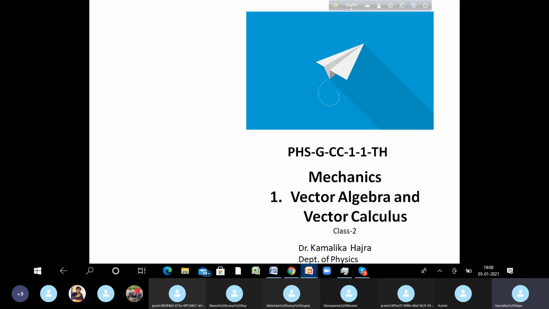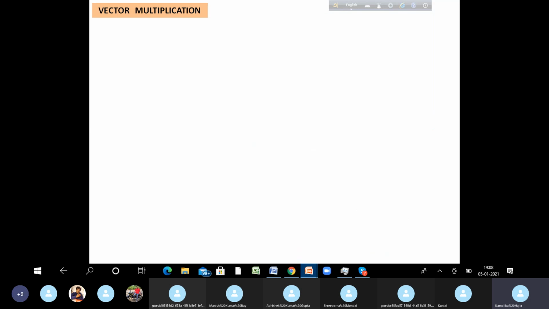So today we'll directly start off with vector multiplication, the product of two vectors. Now, vector multiplication can be of two types. First type is scalar or dot product. From the name itself, you can understand that the result of this kind of multiplication is a scalar. It is more popularly known as the dot product.